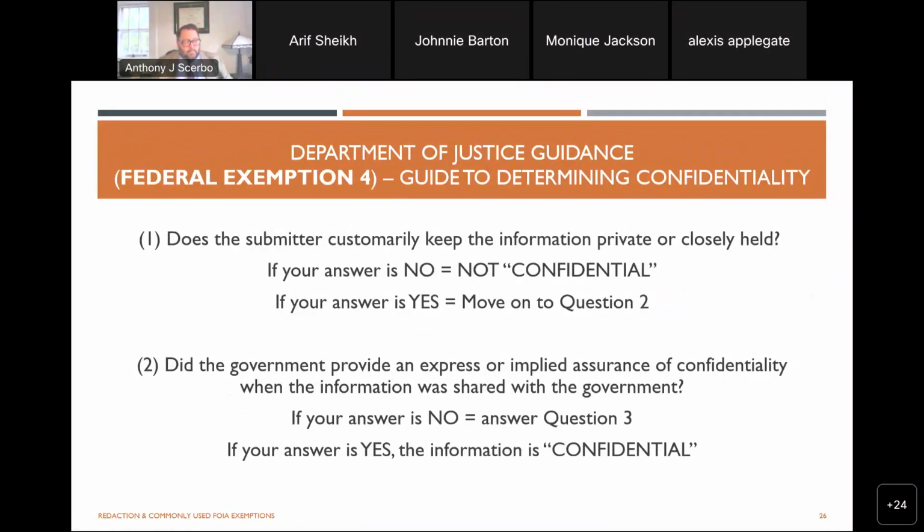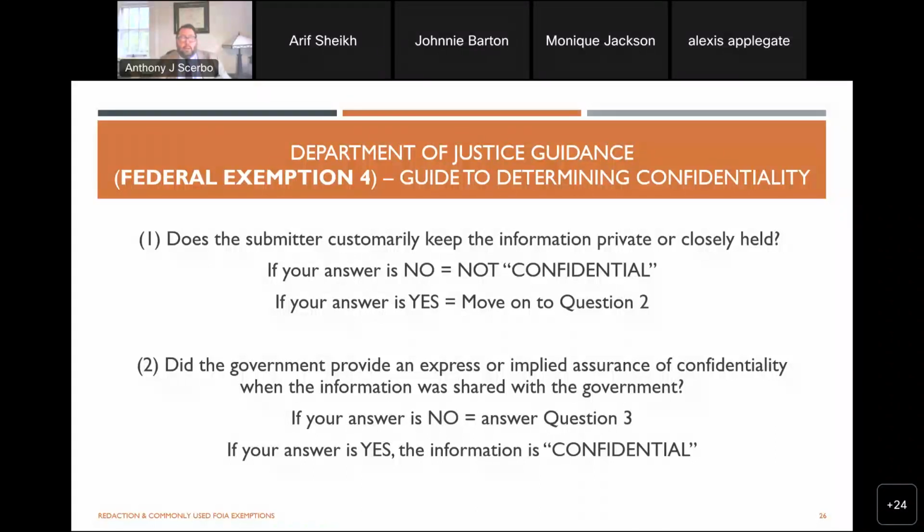Now, this guide, this handy rubric, relates to federal exemption 4. But again, it will be useful, and then we'll talk more specifically about DC FOIA. First question: does the submitter customarily keep the information private or closely held? If not, it's not confidential.